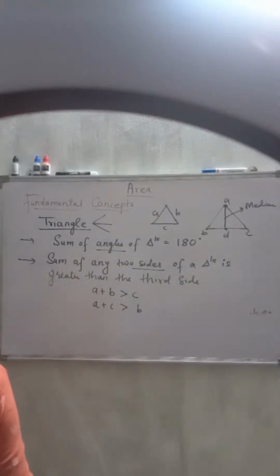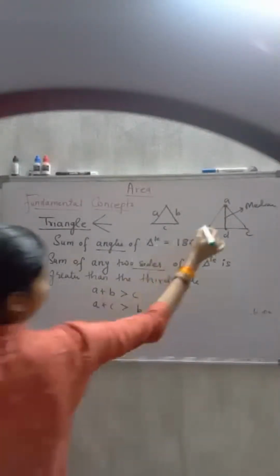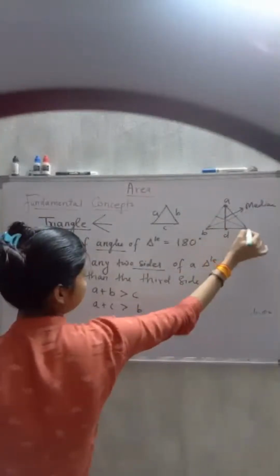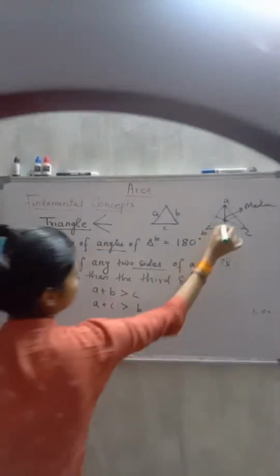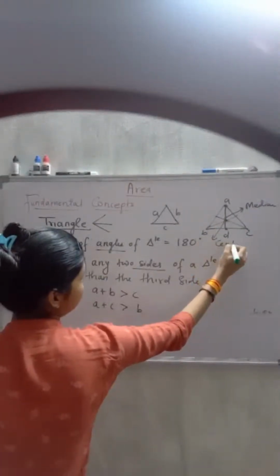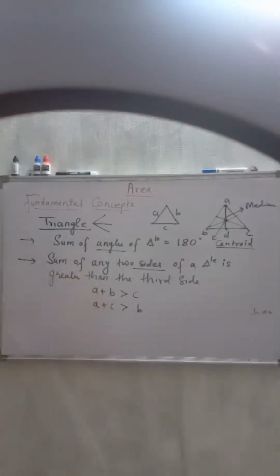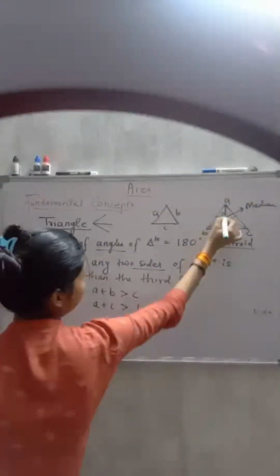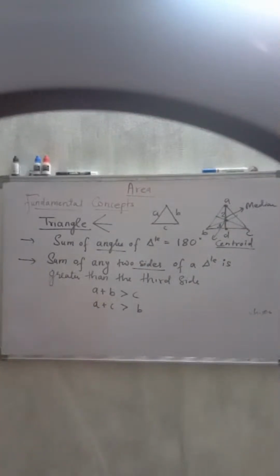Now the point where the three medians of a triangle meet. We can draw three medians, and this point is called the centroid. The point where the three medians meet is called centroid, and centroid divides the median in the ratio 2:1. Centroid always divides the median in the ratio 2:1.